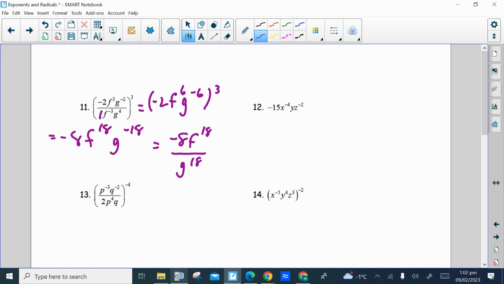Question 12. There's no multiplying or dividing or one power to another power here. So we don't have to do any of that, but we have to change any negative exponents to positive. The coefficient of negative 15 is fine. The y is y to the positive 1. There's no exponent on it, which means it's positive 1. So those both stay on the top, but the x has to move to the bottom, and the z has to move to the bottom. Now that one is done. We made all the negative exponents positive.